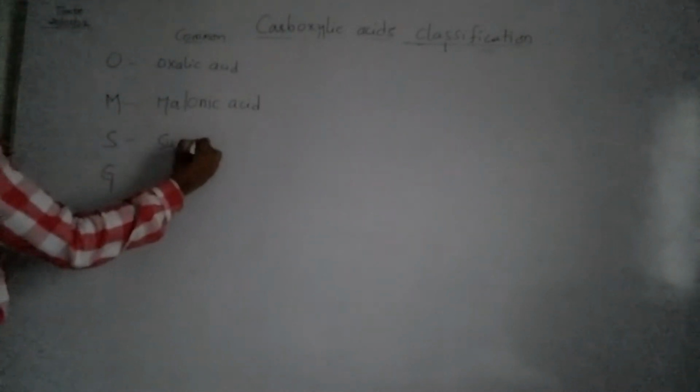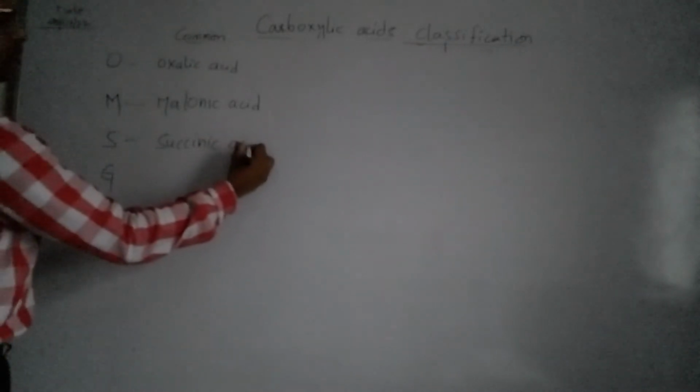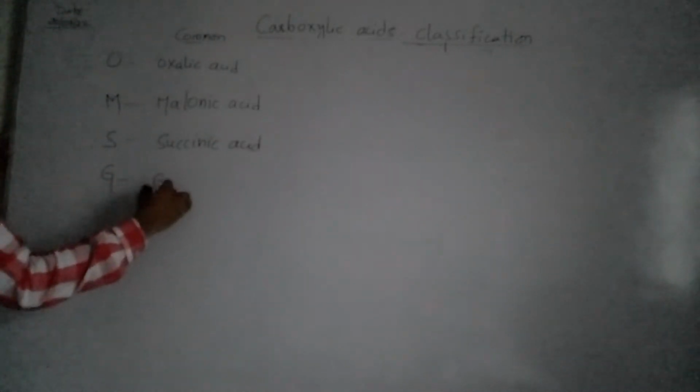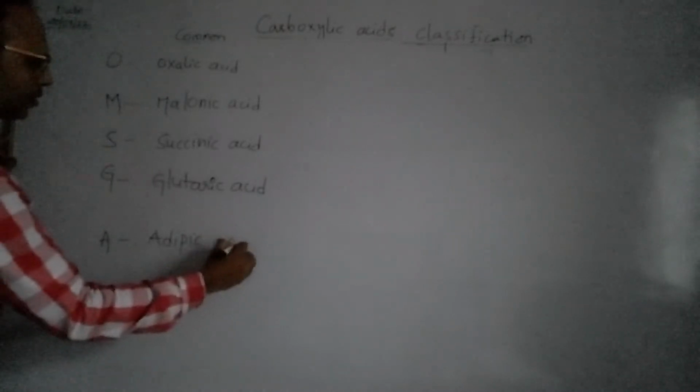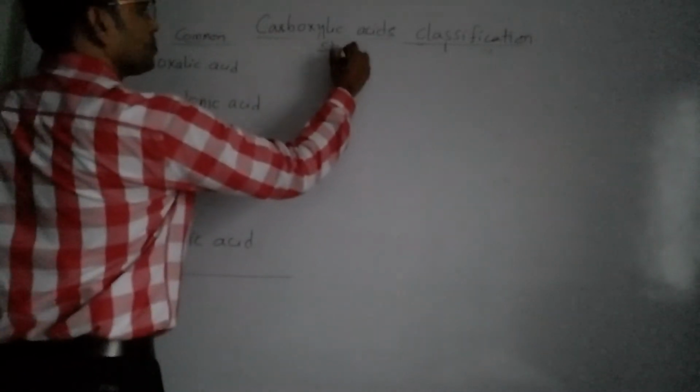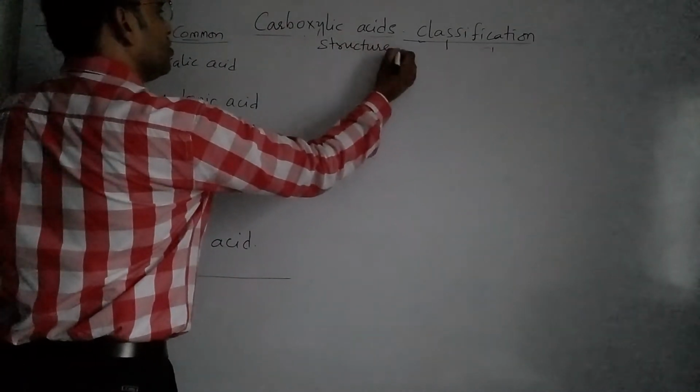S stands for succinic acid. G stands for glutaric acid, and A stands for adipic acid. So simply remember OMSGA and you can write the common names of the dicarboxylic acids. Next, what will be the structure? How to write the structure of this?